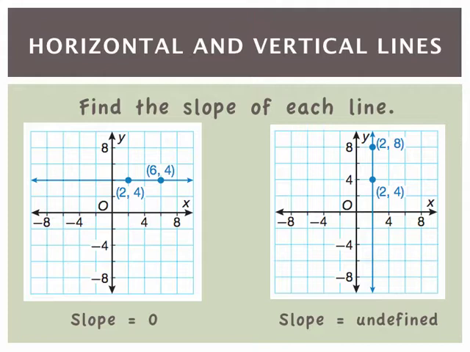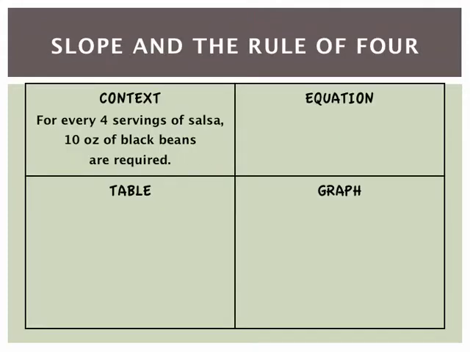Okay, let's look at the rule of 4. This is a recipe for salsa. And it says for every 4 servings of salsa, 10 ounces of black beans are required. So let's try to make sense with a table.